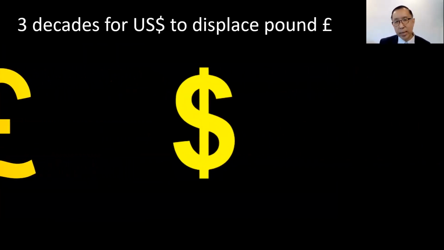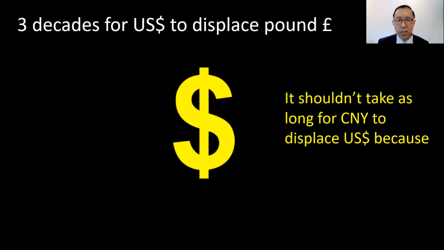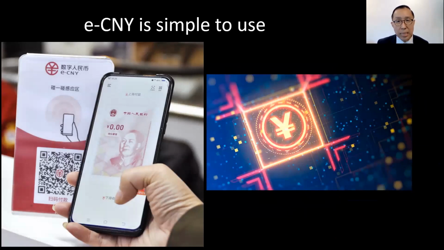Again, people say, Kiwi, it's not possible. It took about 30 years for the US dollar to replace the sterling pound. But there is a difference now. Okay, I think it'll be faster. Today, if you want to use the Digital Yuan, all you need is just a smartphone. With your smartphone, you download the app, and that's it. You can start using the Digital Yuan.